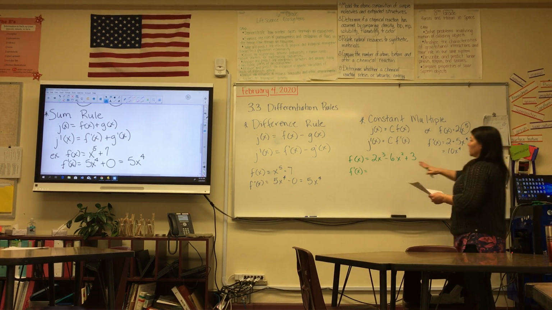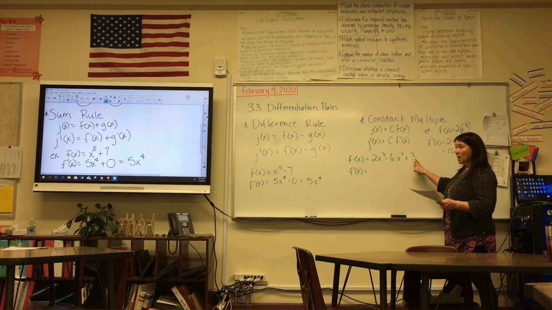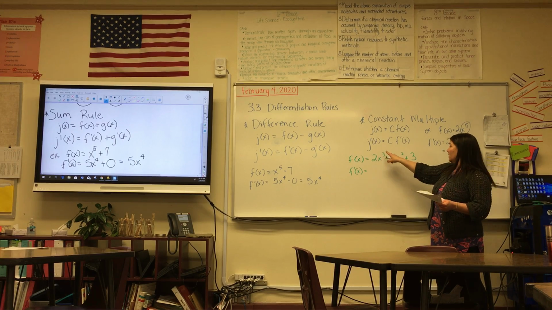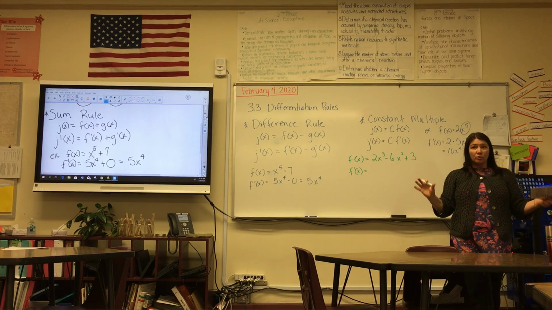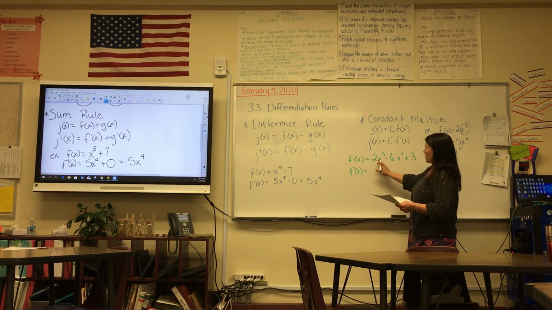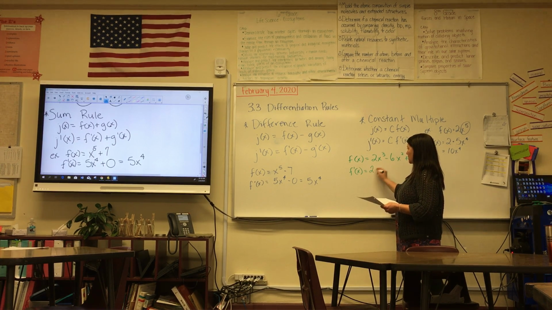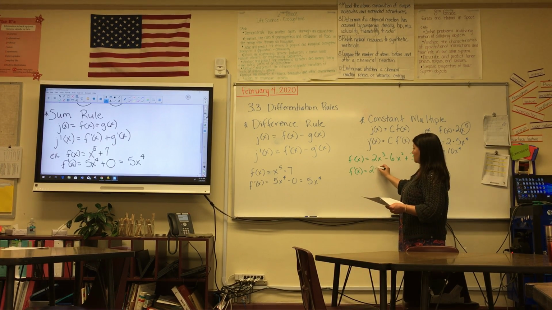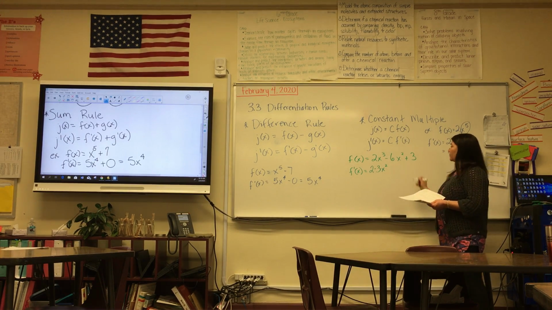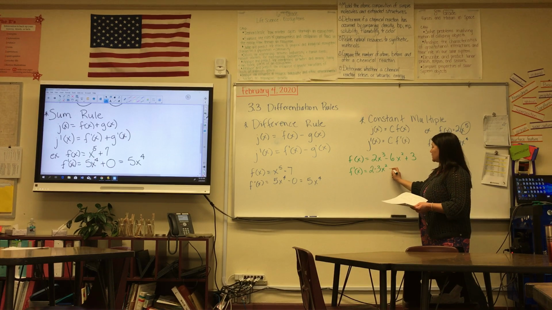So I have a difference, I have a sum, I have a constant multiple, and I have an exponent. So I have to use all the rules together. I'm just going to take them in order. The derivative of this one, that's the constant, it stays out in front. This is going to be times 3x squared, because I took the exponent in the front and then decreased the exponent by 1.